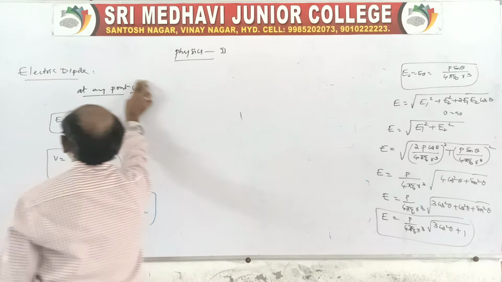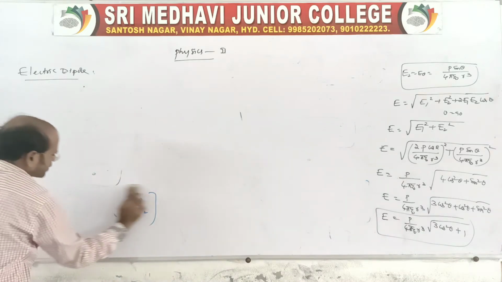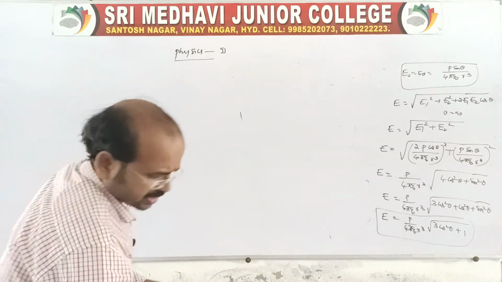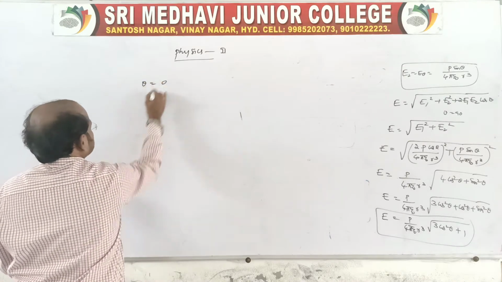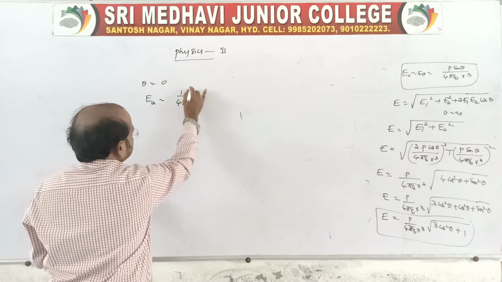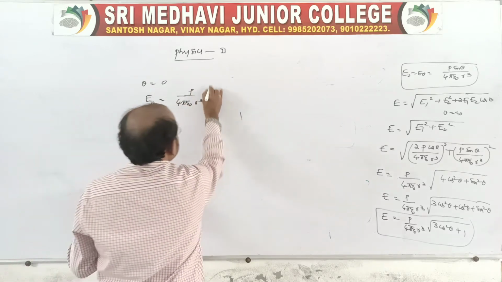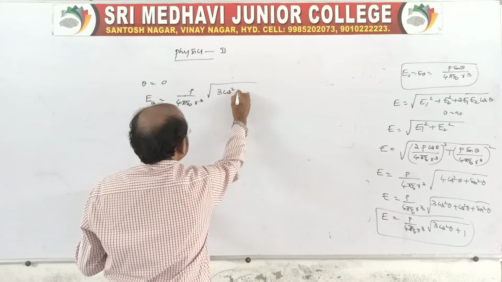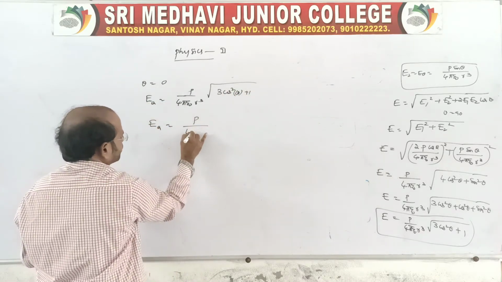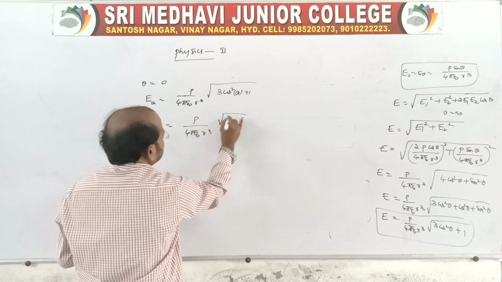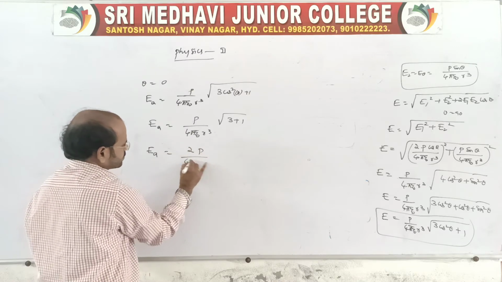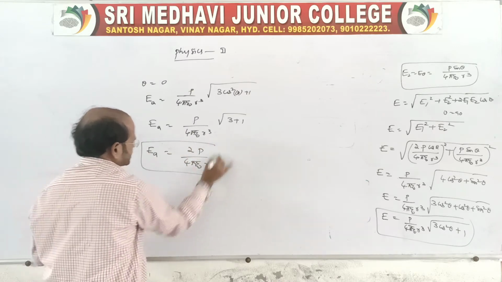See, the axial line is a straight line, no? It represents a straight line, so theta will be how much? Theta is equal to 0. So on the axial line, 1 by 4 pi epsilon naught, p by r cube into root over 3 cos square 0 plus 1. So here on the axial line it is p by 4 pi epsilon naught r cube into 3 plus 1. So on the axial line it is equal to 2p by 4 pi epsilon naught r cube. This is on the axial line.